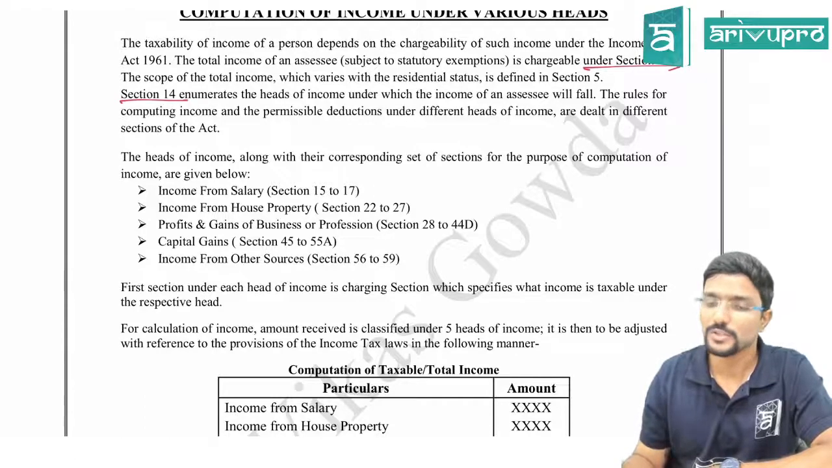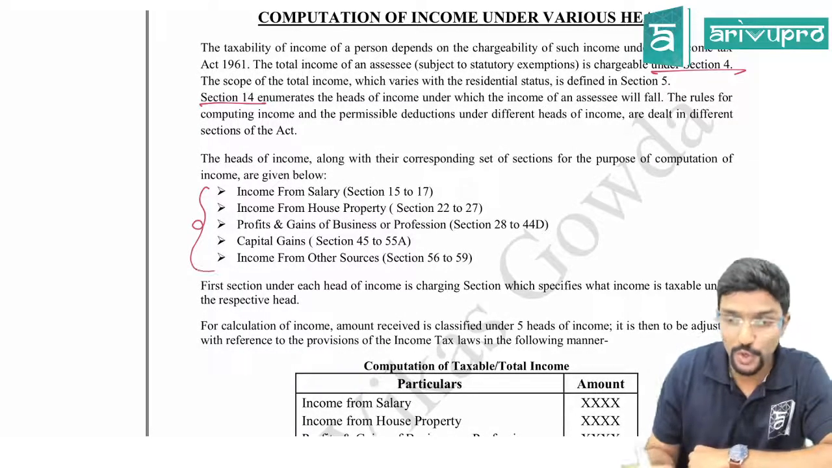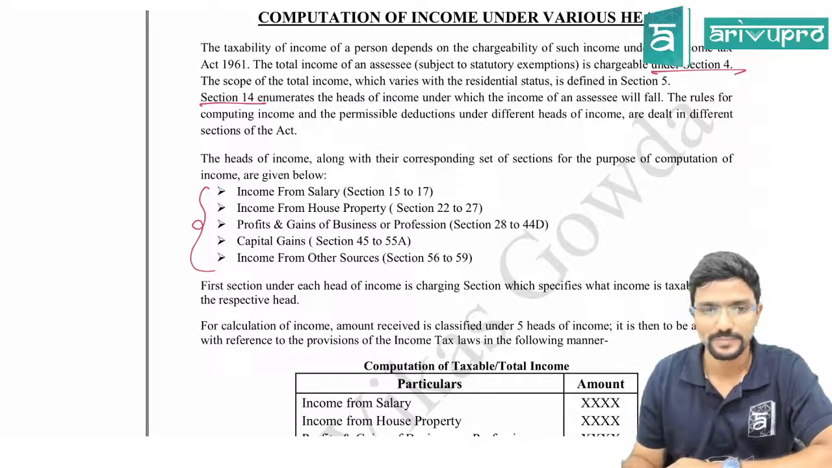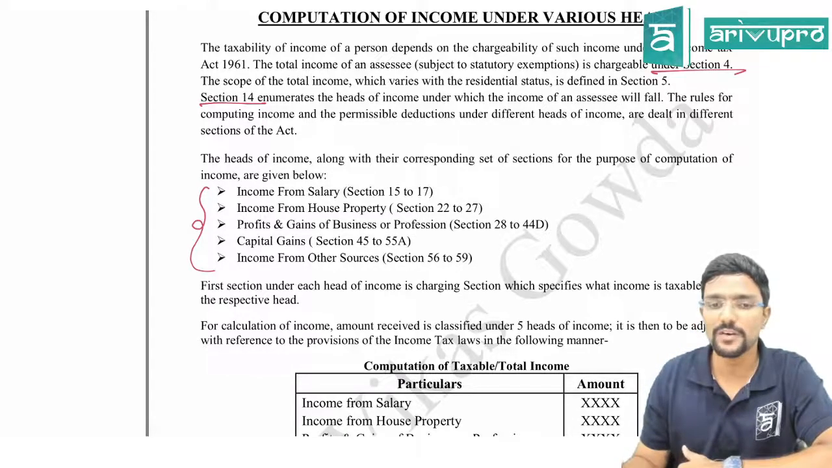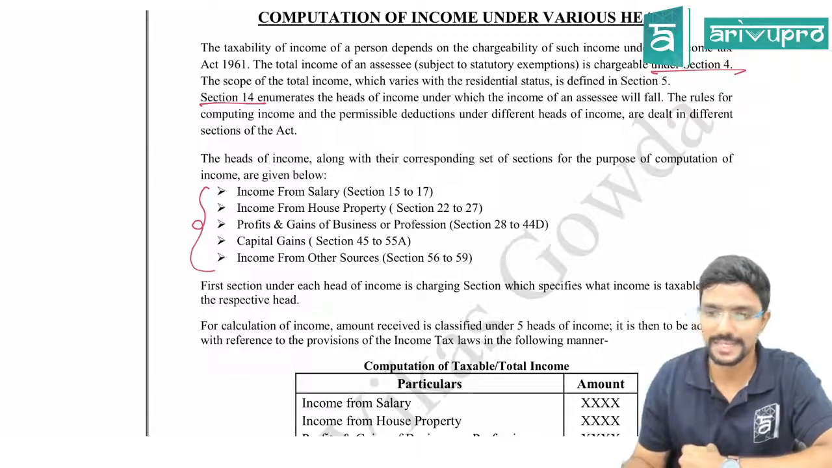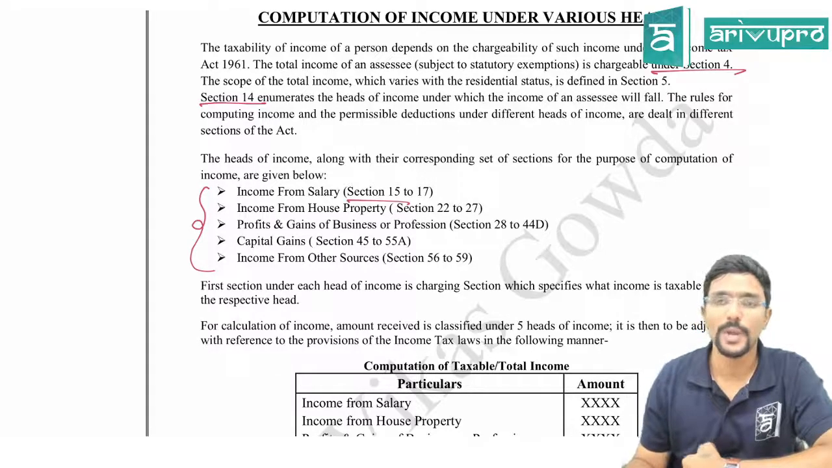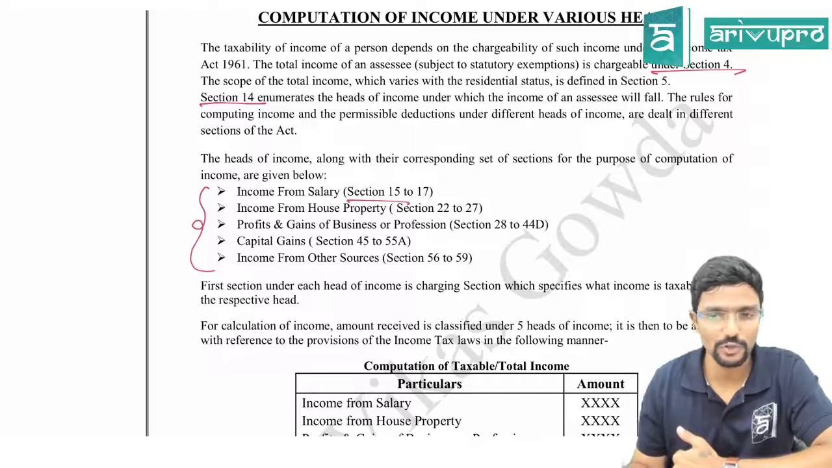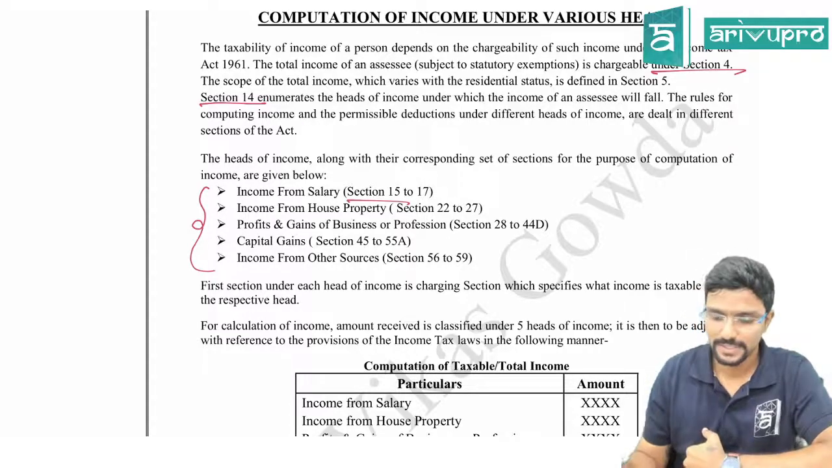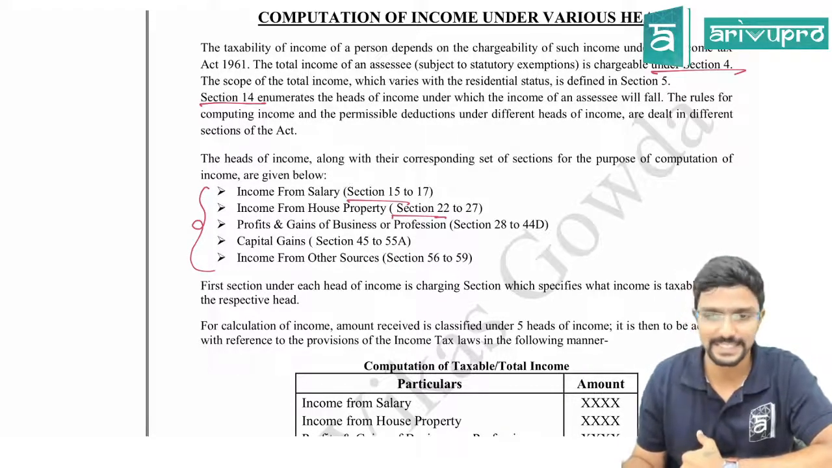The heads of income along with their corresponding set of sections for the purpose of computation of income are given below. So the first head, see guys, there are 5 heads as I told you, and these heads should go in an order only. We cannot interchange the order. So the first head is income from salary. Any income which you are earning in the form of salary from your employer is taxable here. This is given in section 15 to 17, 15 being the charging section. Next, the second head, income from house property. If you are having any rental income from any of your house property, it is taxable under this head. Section 22 to 27 deals with income from house property, 22 being the charging section.